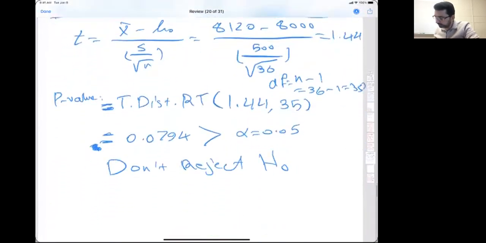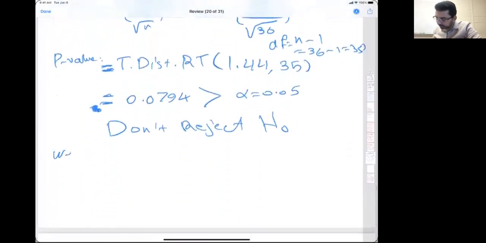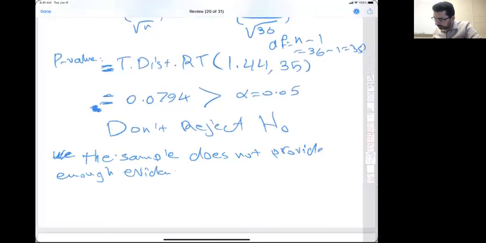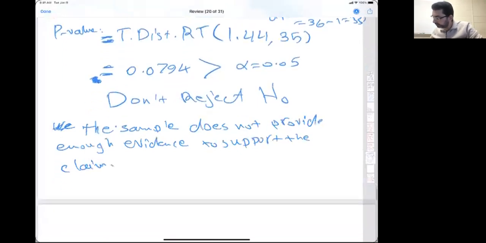So we can say now the sample doesn't provide enough evidence to support the claim. Okay, so we are done with this hypothesis testing, as you can see. Okay, another one.